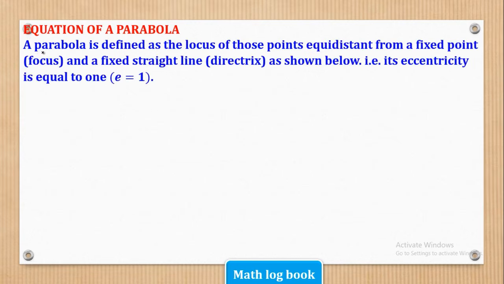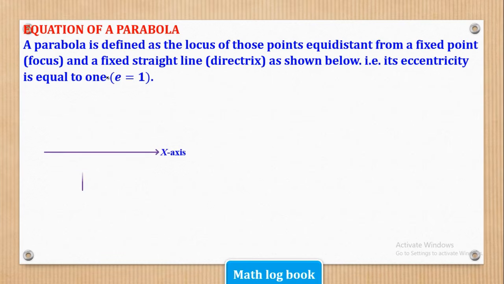So we saw what a conic section is. Now let's look at what a parabola is. A parabola is defined as the locus of those points equidistant from a fixed point, which is known as the focus, and a fixed line, which is known as the directrix, as shown below, and its eccentricity is equal to 1. This is what you should always remember. Eccentricity for a parabola is equal to 1.